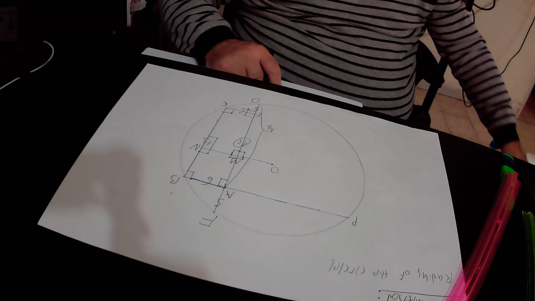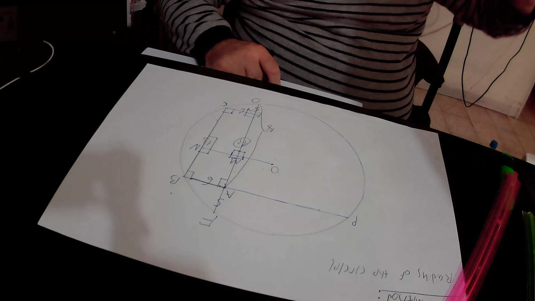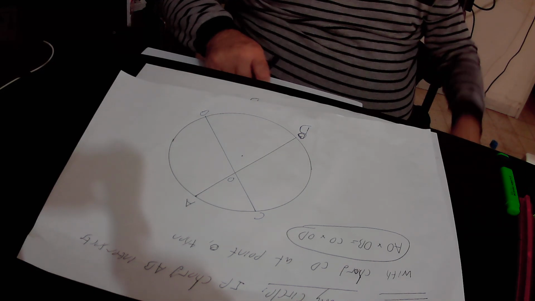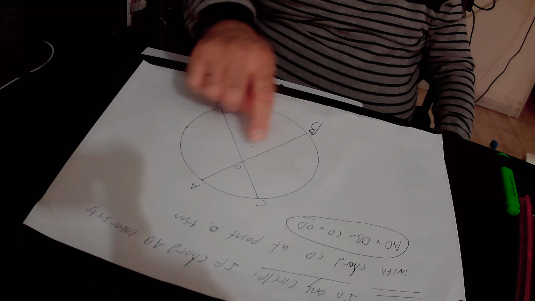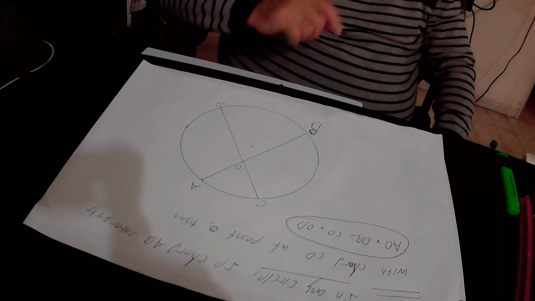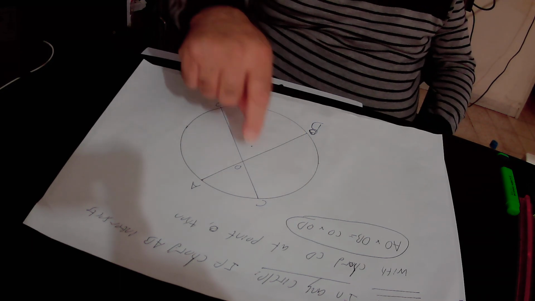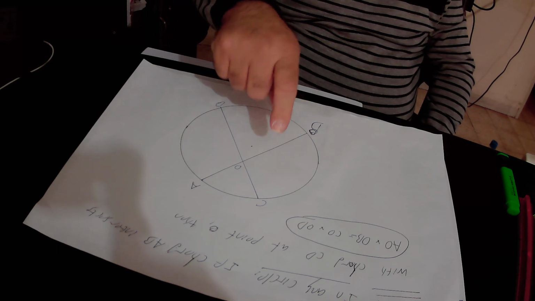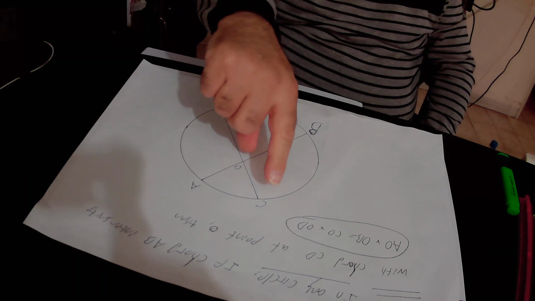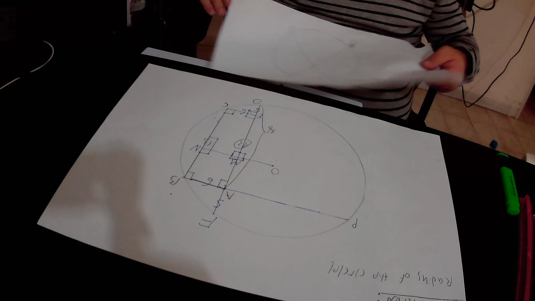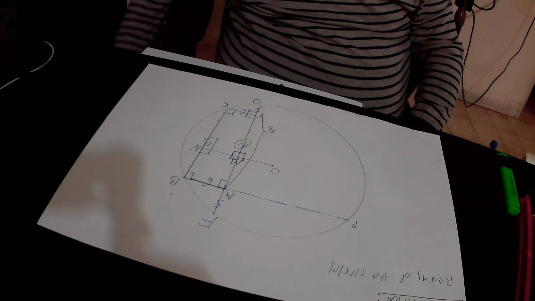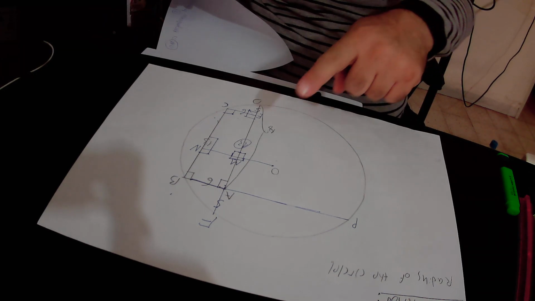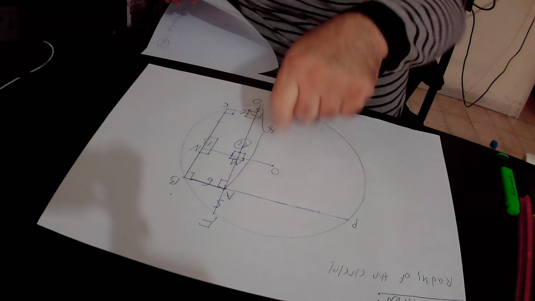Therefore, we can implement here the old rule number 2. According to rule number 2, whenever we have two chords that intersect with each other, like in this drawing, chord AB intersects with chord CD at point O, we get that AO times OB equals CO times OD. Again, AO times OB equals CO times OD.